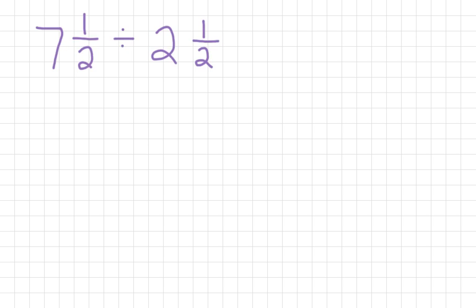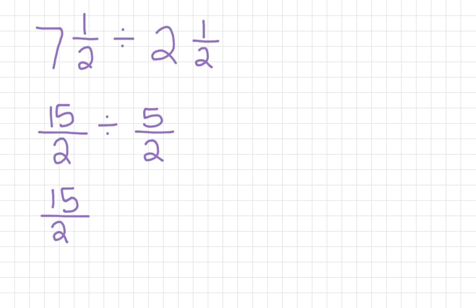All right, so first step, for both of these, we're going to need to convert these into improper fractions. So for 7 1/2, we would do 2 times 7 is 14, plus the 1 is 15. So we would have 15 halves divided by, for 2 1/2, we do 2 times 2, which is 4, plus 1 is 5 halves. Now I'm going to do 15 halves times the reciprocal of 2/5.